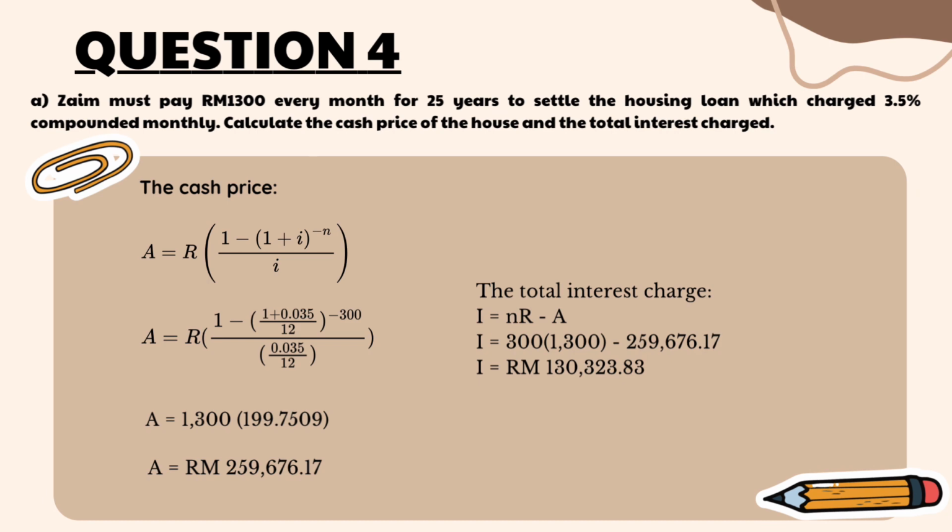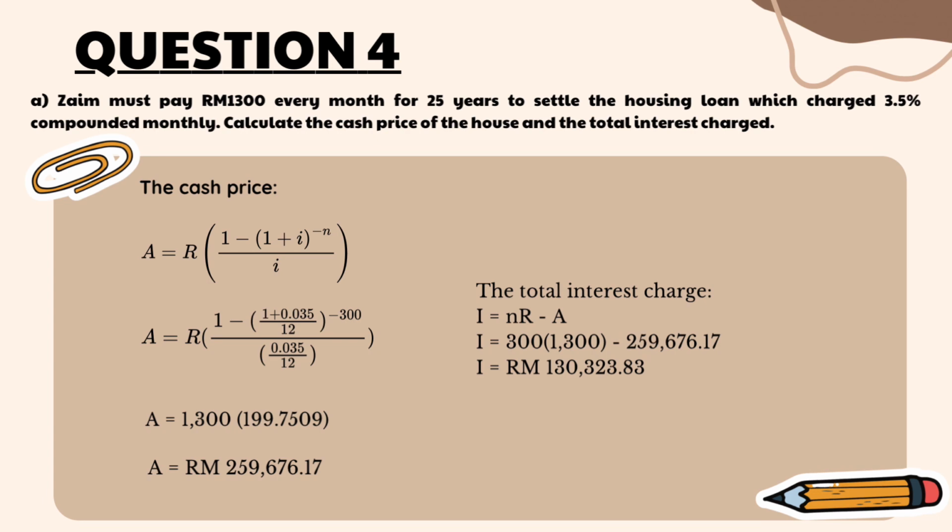To calculate the cash price of the house, we use the formula of present value of annuity, which is A equals R open bracket 1 minus open bracket 1 plus i close bracket power of negative n over i close bracket. R has been given as 1,300, t is 25 years, and to find i, we use the formula i equals k over m, so 0.035 over 12, n is equal to 300. Then, just put all the information into the formula.